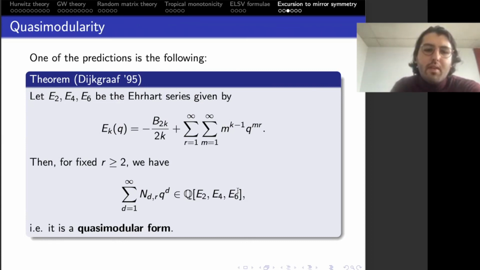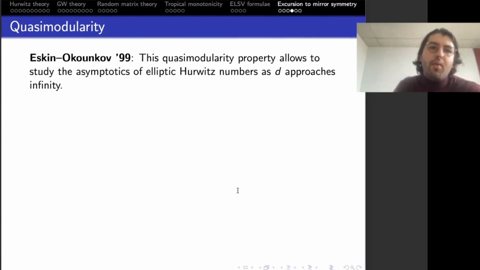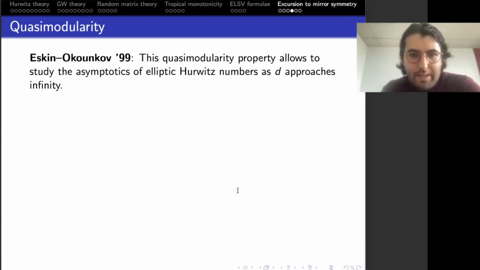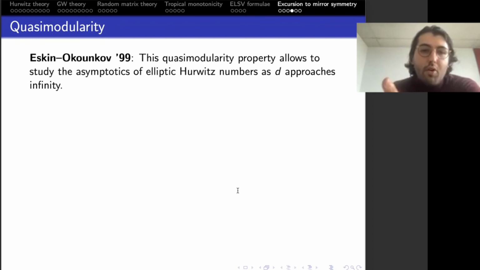One of the interesting things about these quasi-modular forms is the following. Eskin and Okounkov proved in 1999 that this quasi-modularity property allows one to study the asymptotics of elliptic Hurwitz numbers as d approaches infinity. In general, the study of asymptotics of Hurwitz numbers is a very difficult problem, and most of the questions are still open. But in the case of these elliptic Hurwitz numbers, this quasi-modularity property actually allows us to derive what the asymptotics are.